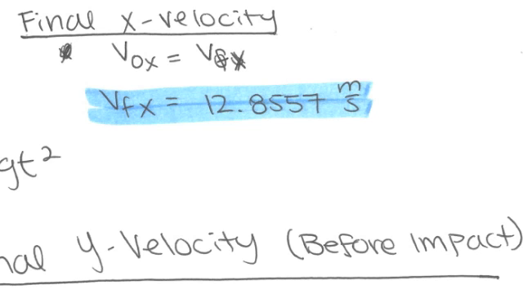We also need to solve for the final velocity in the x direction. As we previously stated earlier in the video, the velocity in the x direction doesn't change, so our initial velocity will equal our final velocity. As a result, we know that the final velocity is equal to 12.8557 meters per second.